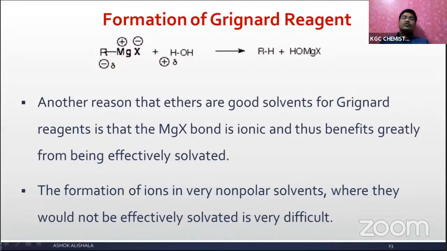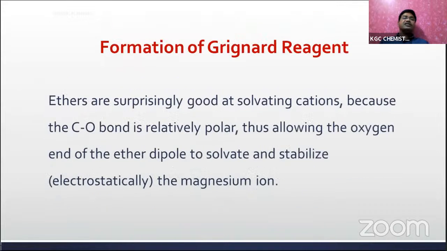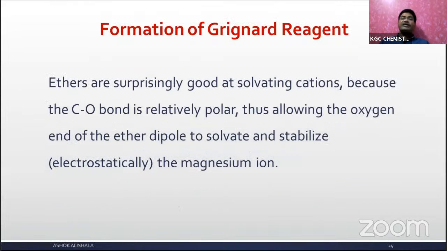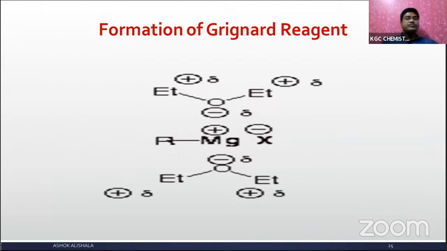Another reason that ethers are good solvents for Grignard reagents is that the Mg-X bond is ionic and thus benefits greatly from being effectively solvated. The formation of ions in a very non-polar solvent, where they would not be effectively solvated, is very difficult. See, ethers are surprisingly good at solvating cations because the carbon-oxygen bond is relatively polar, thus allowing the oxygen end of the ether dipole to solvate and stabilize the magnesium ion. You can see here how it is solvated.